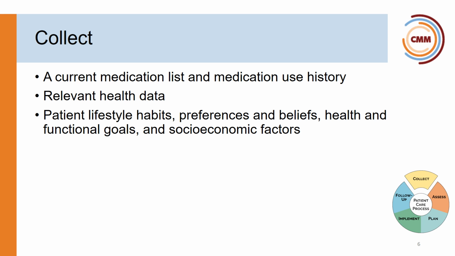This process includes collecting a current medication list and medication use history for prescription and non-prescription medications, herbal products, and other dietary supplements. Relevant health data that may include the medical history, health and wellness information, biometric test results, and physical assessment findings. And patient lifestyle habits, preferences and beliefs, health and functional goals, and socioeconomic factors that affect access to medications and other aspects of care.